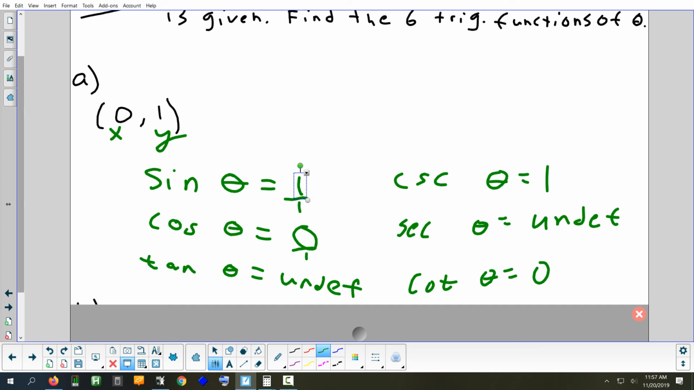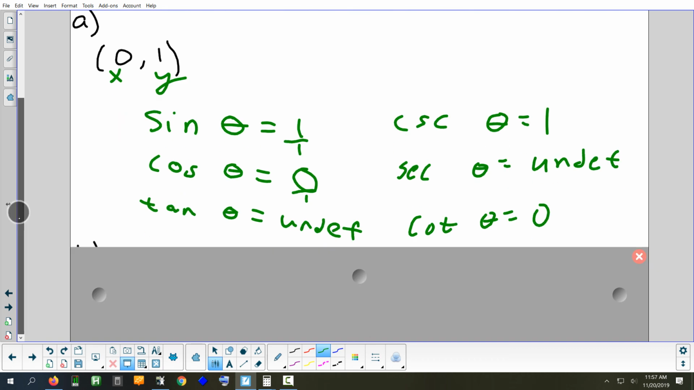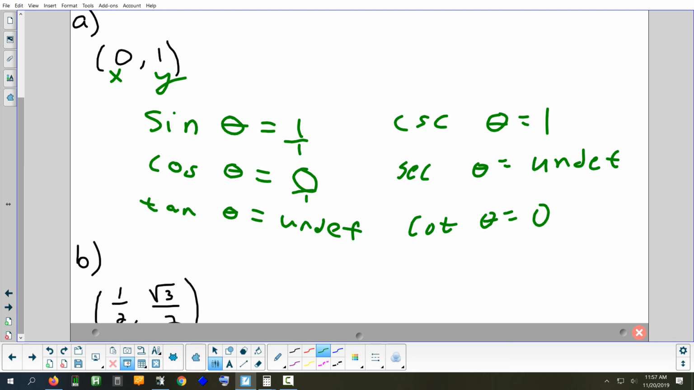That would be 6 separate problems on a test. I'd give you a coordinate, and I would ask you to do one of these 6. But if I had you do all of them, I'd count that as 6 questions. Okay, let's do this one.